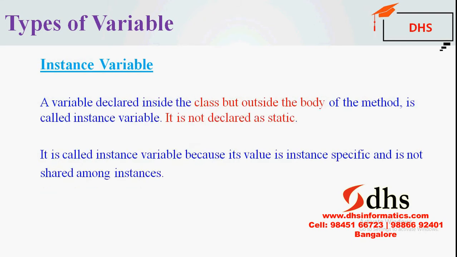Instance variable. This is also called a global non-static variable. A variable declared inside the class and outside the body of the method is called an instance variable. It is not declared as static because it is a non-static global variable.